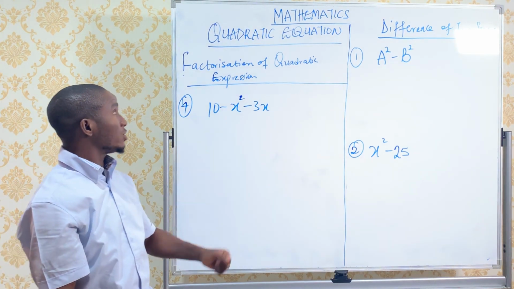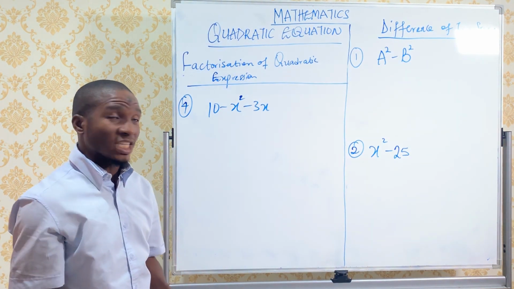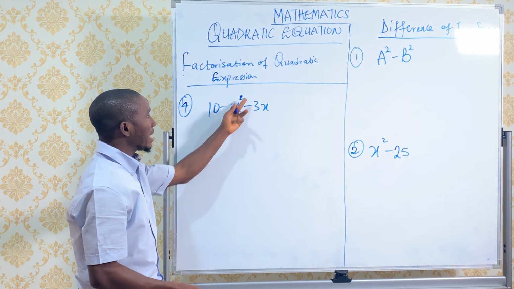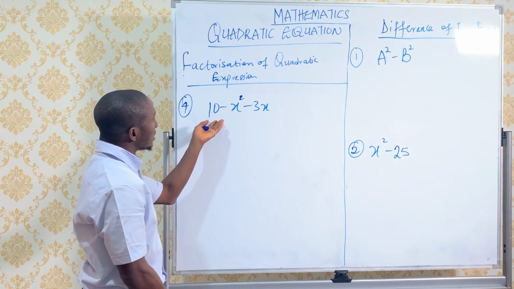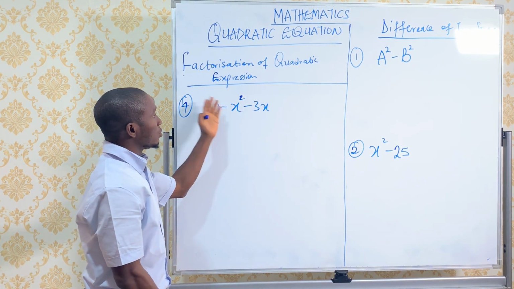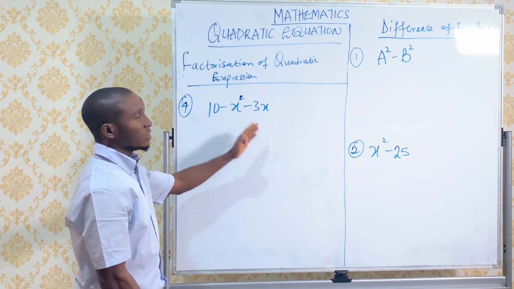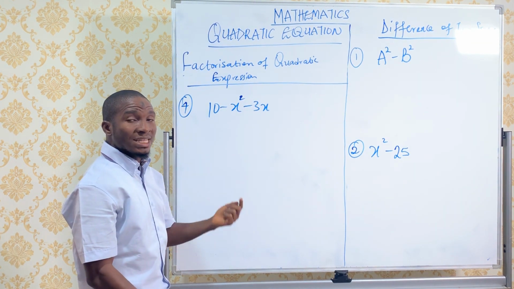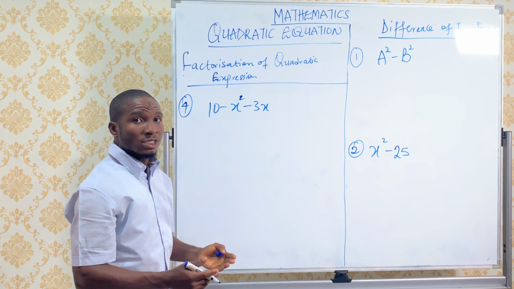Now we have another question on factorization of quadratic expression. Question 4. What to factorize is 10 minus x squared minus 3x. Now in this kind of question, the one we have been familiar with is that the x squared is meant to come first, but this time around, it was arranged in a way that the x squared is at the middle. It's left for you to rearrange.